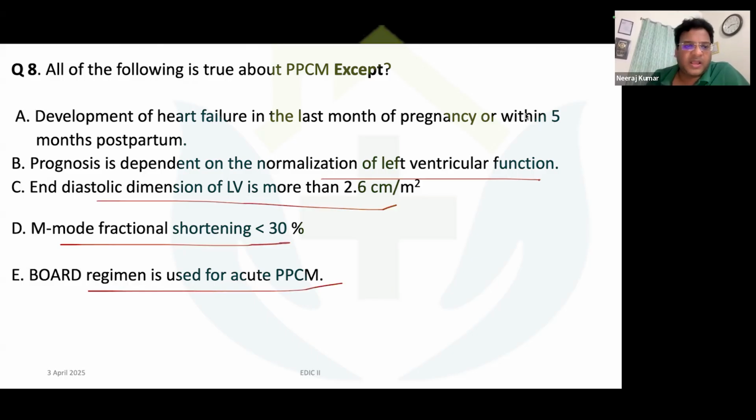Good. So I think many of you have marked it right, because almost most of the options are true. Only this option is not true. Here the cutoff is not correct. Rest all options are true.